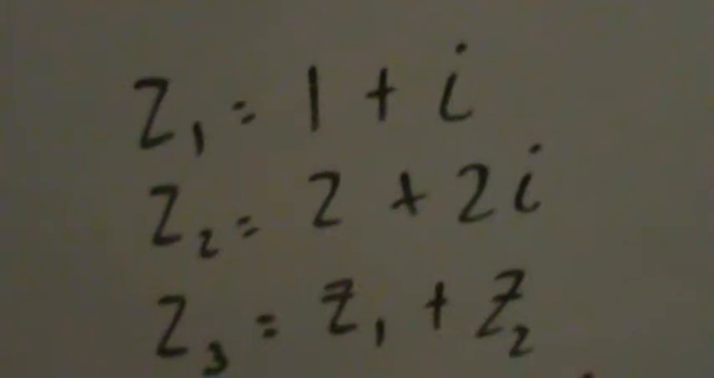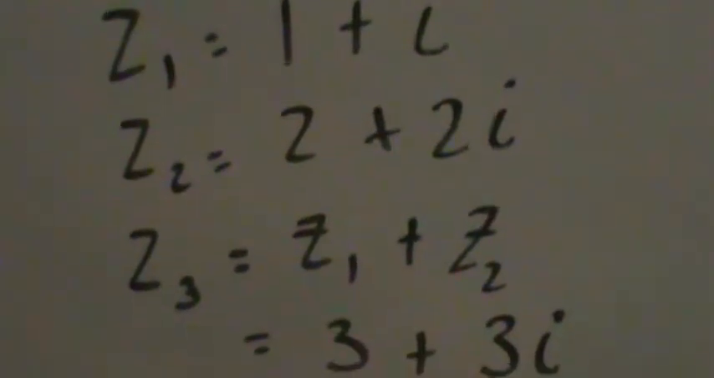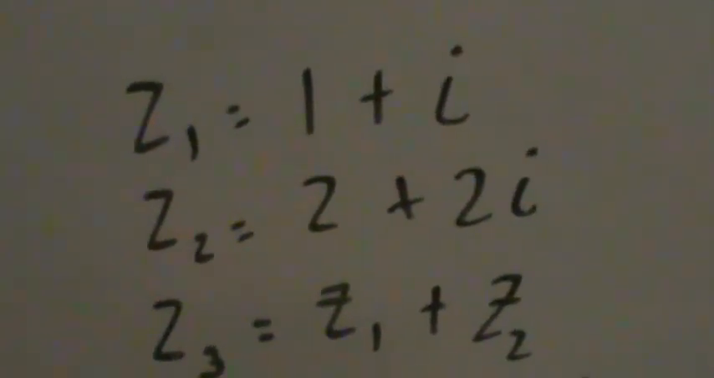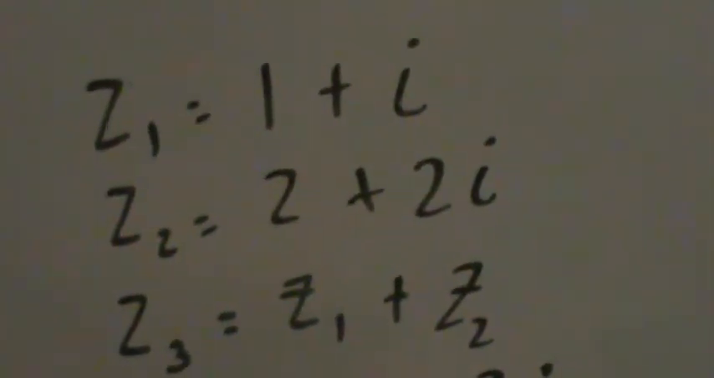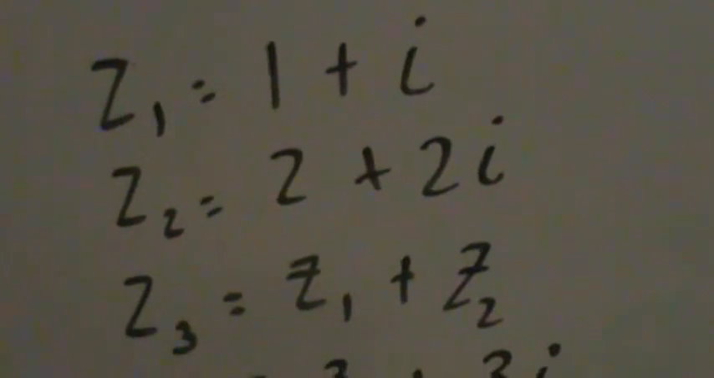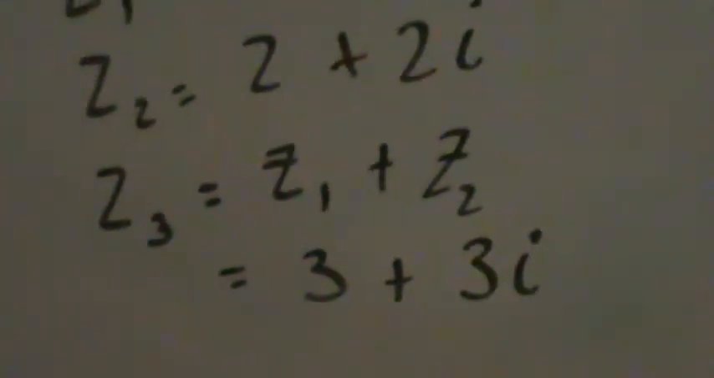So if we go down further to an example, if we say that z1 equals 1 plus i and z2 equals 2 plus 2i, then z3 equals z1 plus z2, which is 1 plus 2, those two real numbers, is equal to 3, and the two numbers on the i, which is 1, and then plus 2, which is 3i.